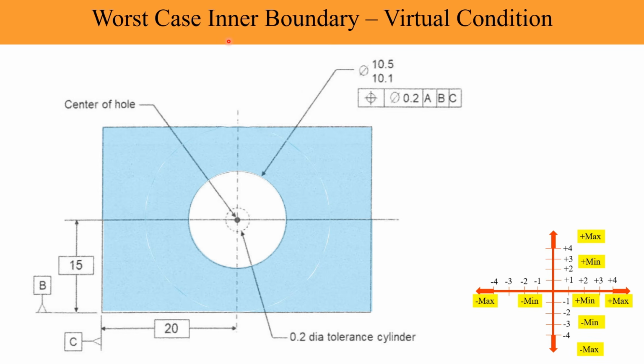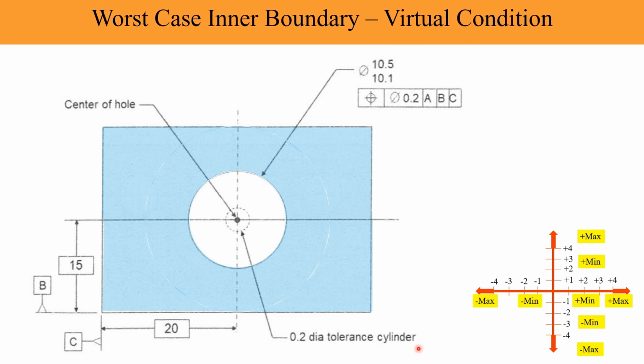So far in the previous slides, we discussed worst case boundaries considering only MMC and LMC size conditions. But what happens if an additional geometric tolerance such as position tolerance is applied to the size feature? Let us consider an example. We have a hole with MMC size 10.1, LMC size 10.5. This hole also has a position tolerance of 0.2 with respect to datums A, B and C.